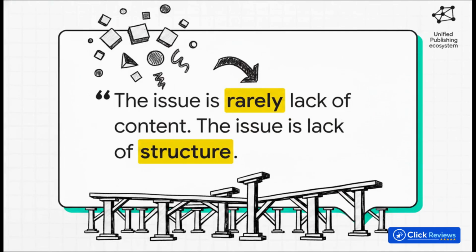I want to pause here and read this quote directly from the source material, because it beautifully summarizes the core philosophy of this entire explainer. The issue is rarely lack of content. The issue is lack of structure. Take a second to really let that sink in. Your ideas are good. Your ambition is definitely there. You just needed the correct architecture to actually support it.